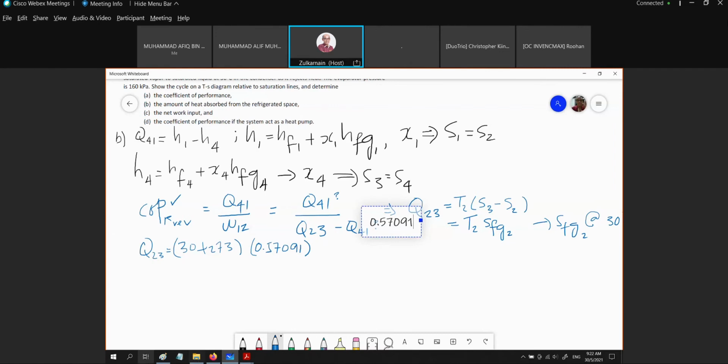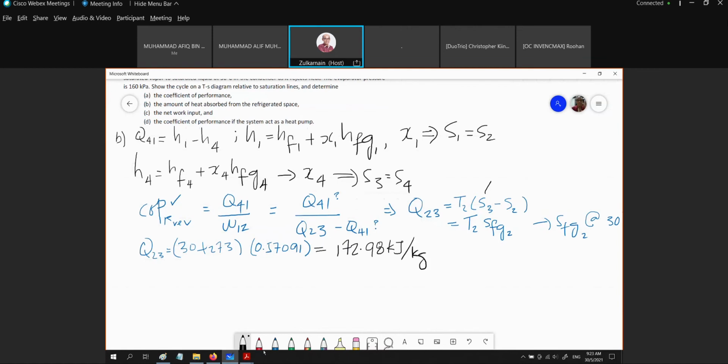Okay, so please, can someone calculate for me what is the Q23? This is 172.98, in kilojoules per kilogram.